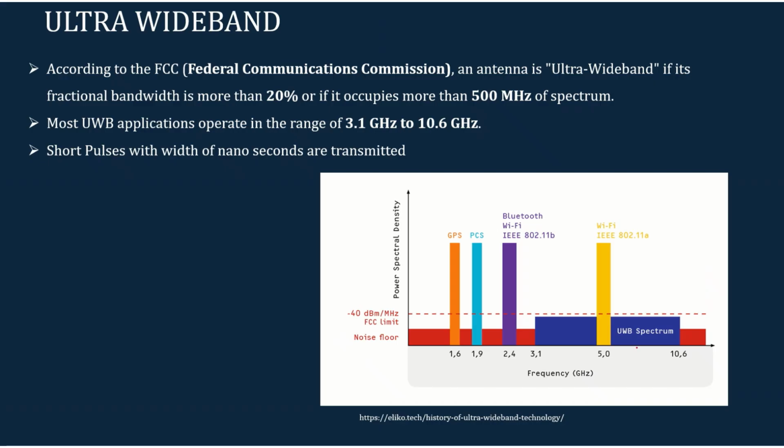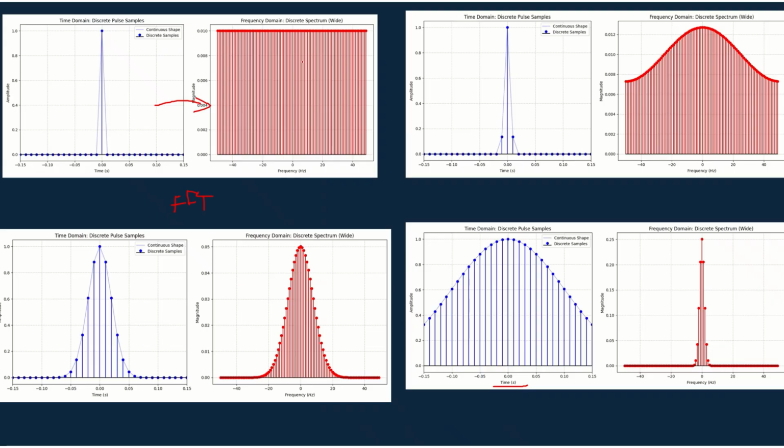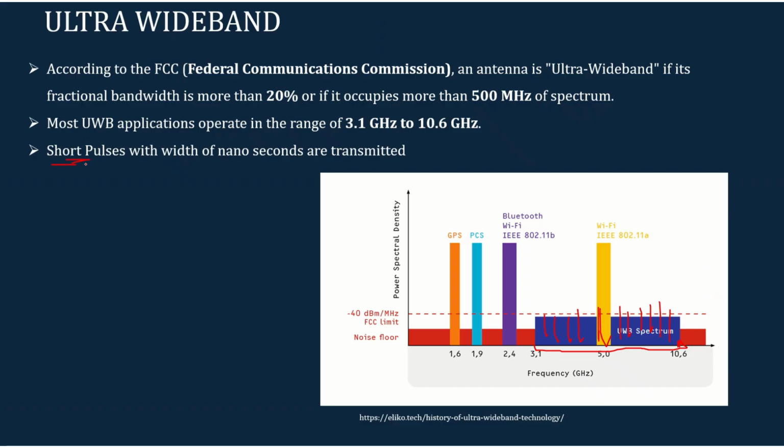In the case of ultra-wideband, we know that it contains lots of frequencies from 3.1 to 10.6 gigahertz. These frequencies have to be included when we transmit a pulse. So if we have to include lots of frequencies, we have to transmit a very narrow pulse. That's why we transmit short pulses with widths of nanoseconds, and that's why this is important in ultra-wideband.